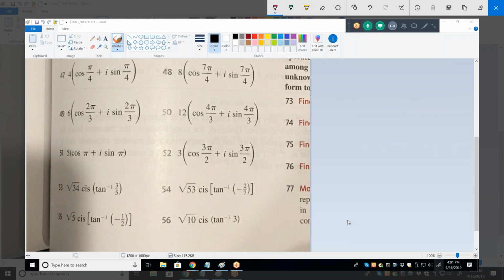At least I don't think it's always that way. Boy, it sure is that way in 56 also. The hypotenuse is root 10. Which quadrant is this angle in? The 1st quadrant. So your sine and your cosine are both going to be positive. That's right. Okay.